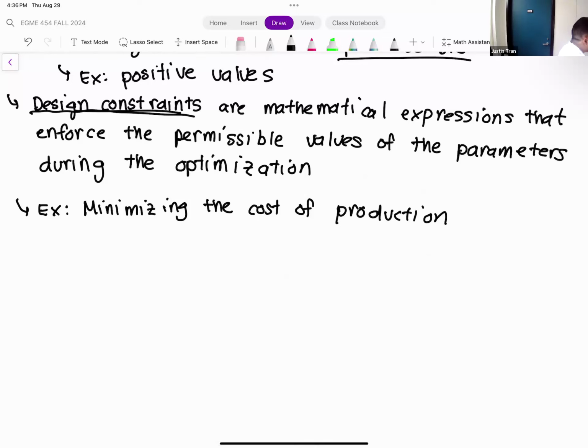And so let's say cost is the only consideration. Cost is like, I don't care about anything else except for cost. Okay. We can come up with a formula that specifies the cost of building a column.